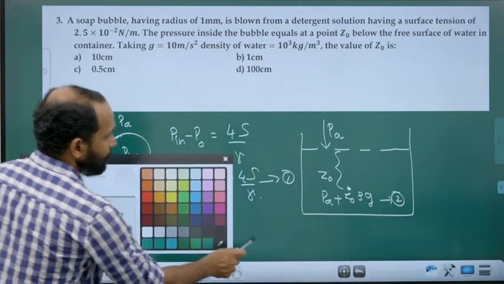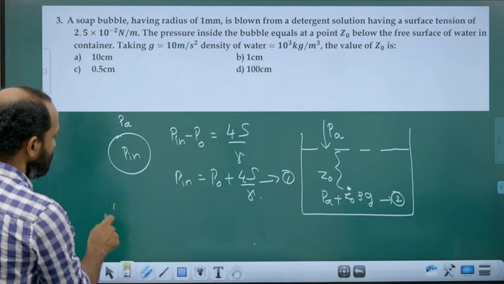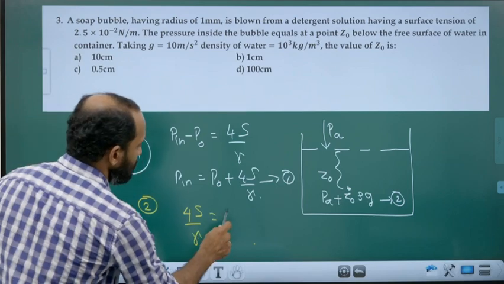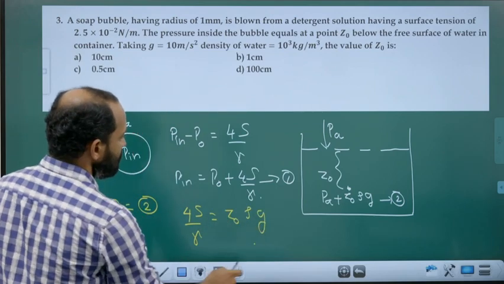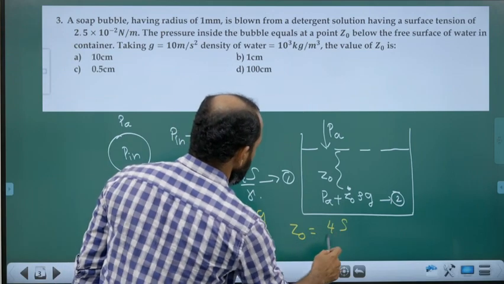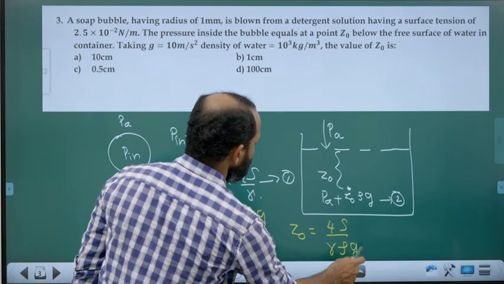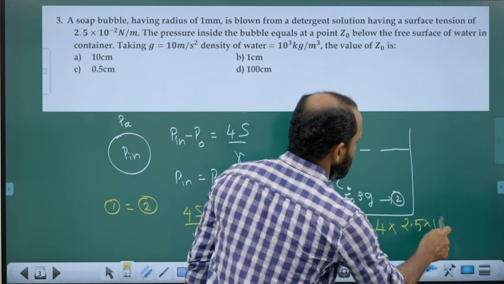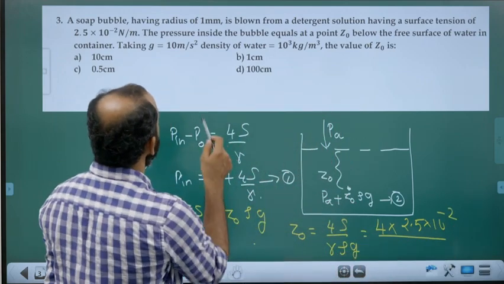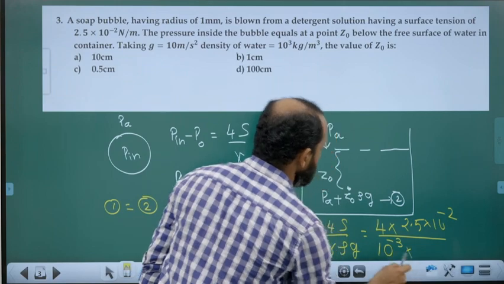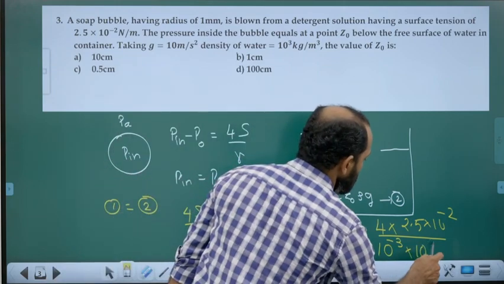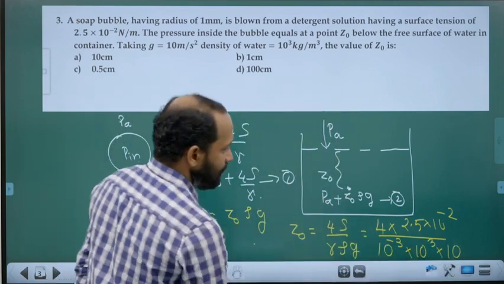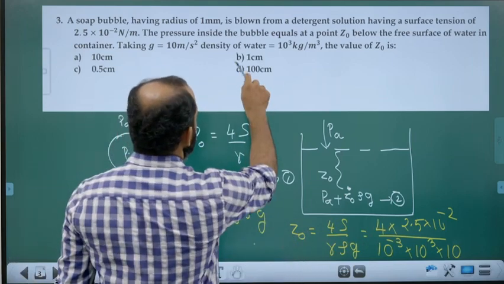Now, these two pressures are given to be the same. That means 1 is equal to 2, so P0 gets cancelled. You will get 4S by R is equal to Z0 rho g. Then Z0 is equal to 4S divided by R rho g. Direct substitution: 4 multiplied by 2.5 into 10 power minus 2, divided by R, which is the radius, 1 millimeter converted into meter, density in SI 1000 kilogram per meter cube, and g value given to be 10. So you'll get the correct answer as 1 centimeter.